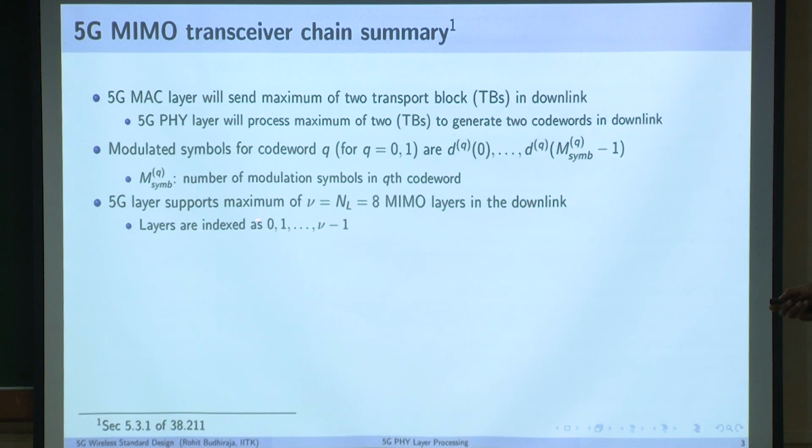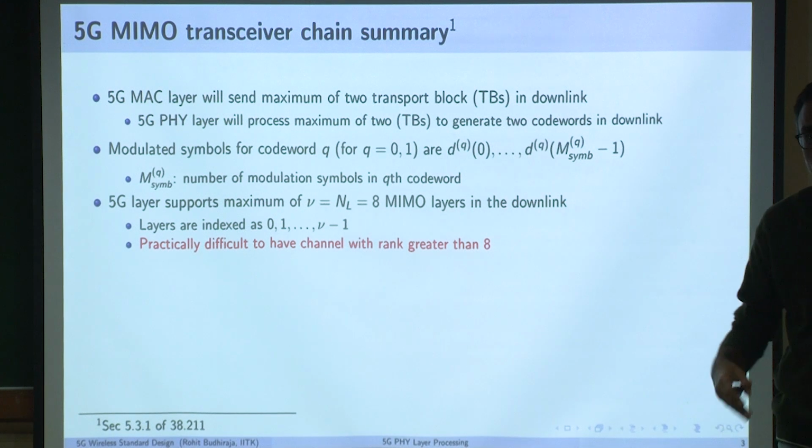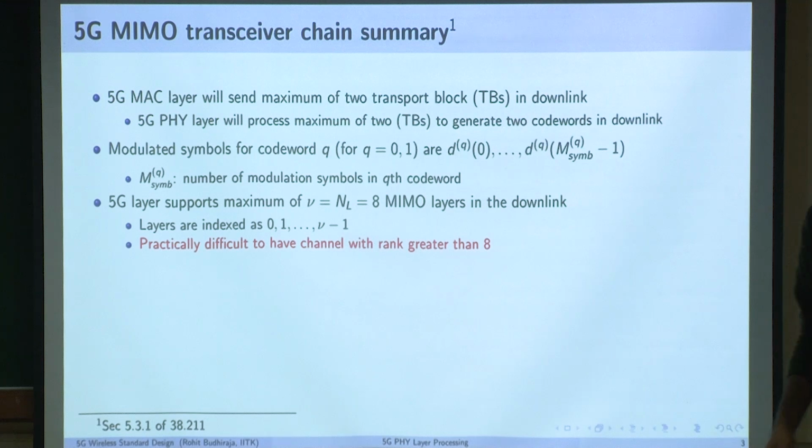So layers are indexed from 0 to nu minus 1. Nu can be up to 8, the number of layers; nu is the layer index. Now, why up to 8 layers? That's another question we need to have an answer to. Why not 16 layers?